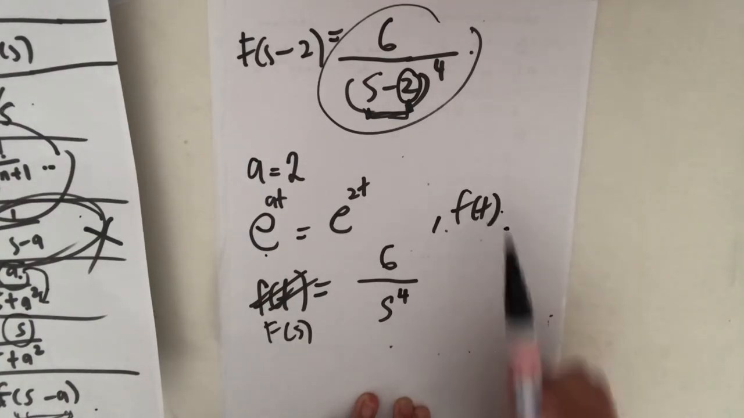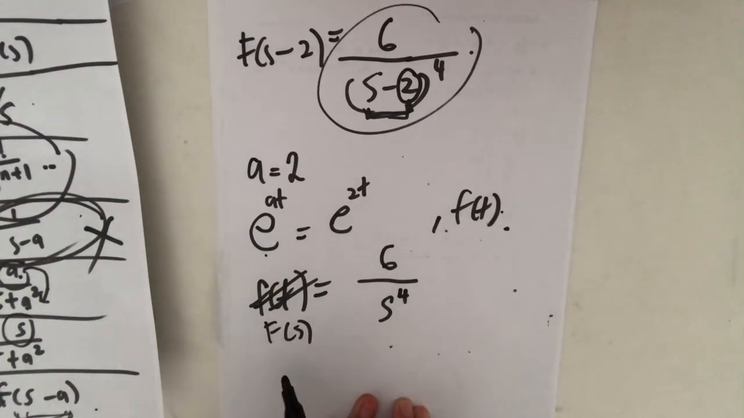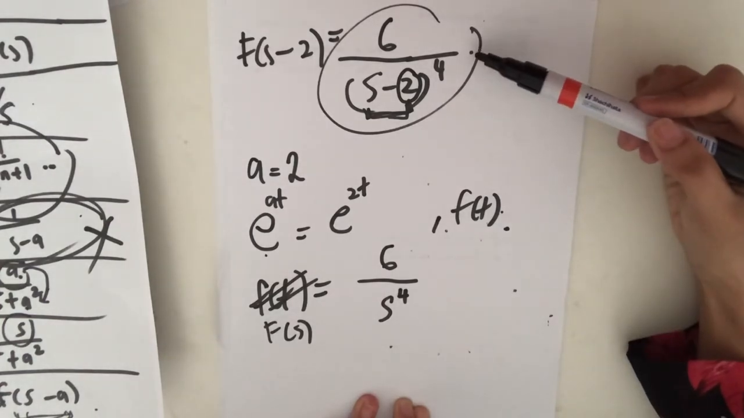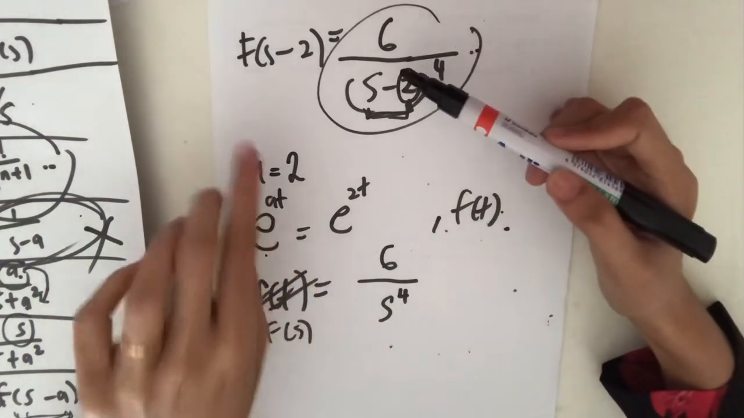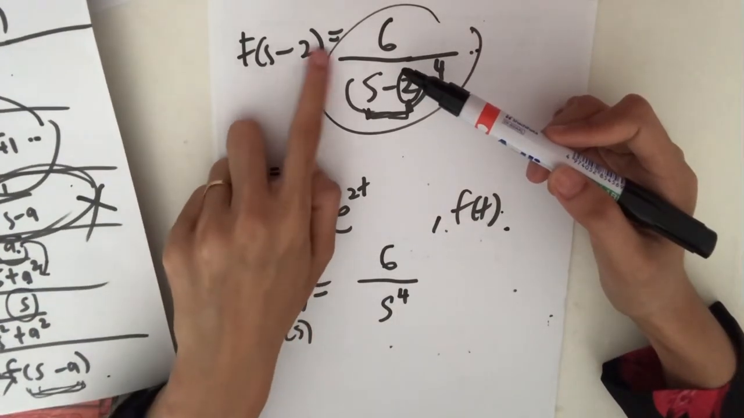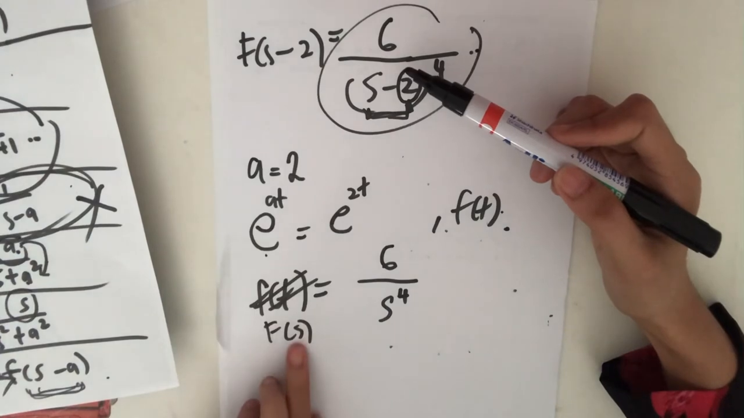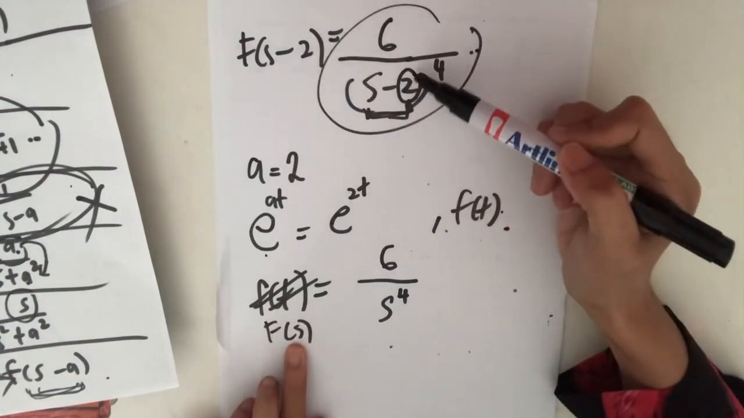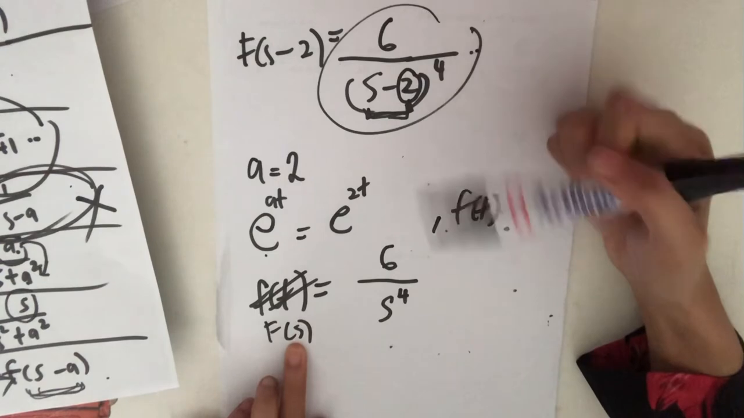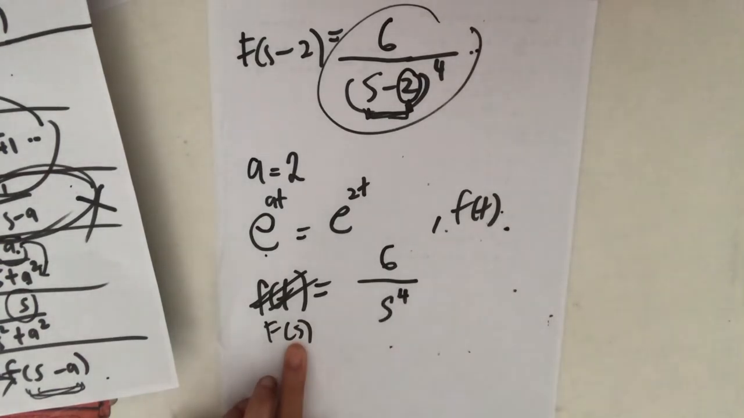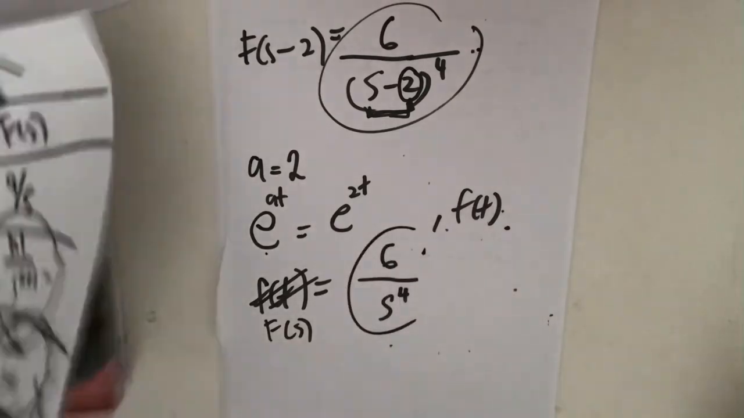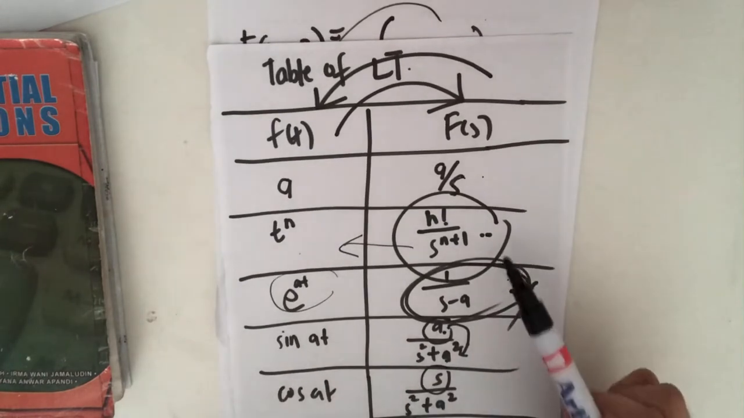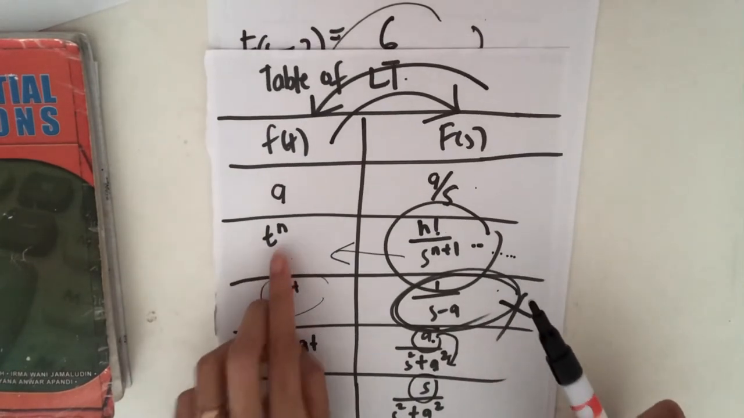So now to get f(t), you need to write your F(s) first. From this one, this is your F(s minus 2). How to get your F(s)? Here inside the bracket is s minus 2, so now it is F(s). You just eliminate the 2, ignore the 2. So we are left with 6 over s to the power 4. Now you look at the table. S to the power 4 will definitely be t to the power of something.